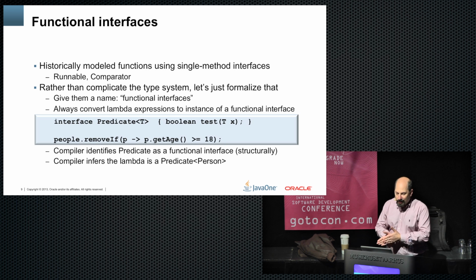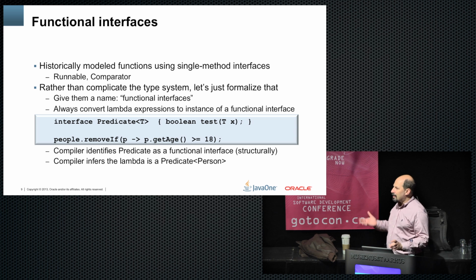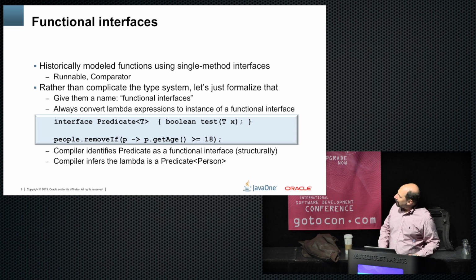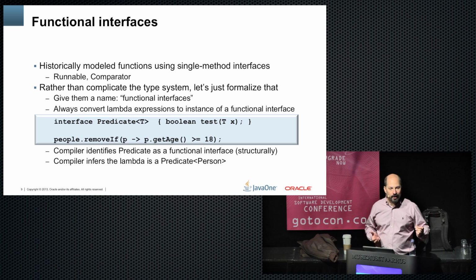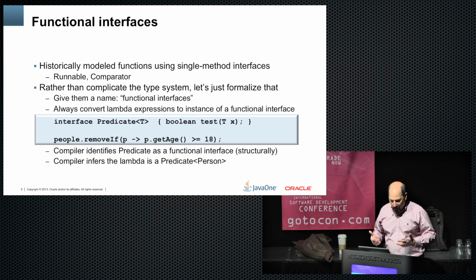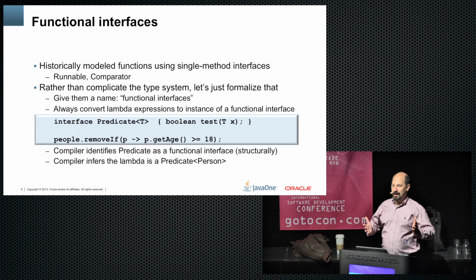So historically, in Java code, we've modeled functions using one-method interfaces, things like Runnable or Comparator. And we thought, well, all right, rather than add a new kind of type to the type system, how about we just formalize this notion of a function is represented by a one-method interface. So we took this pattern and gave it a name, functional interface, and boom, we're done.